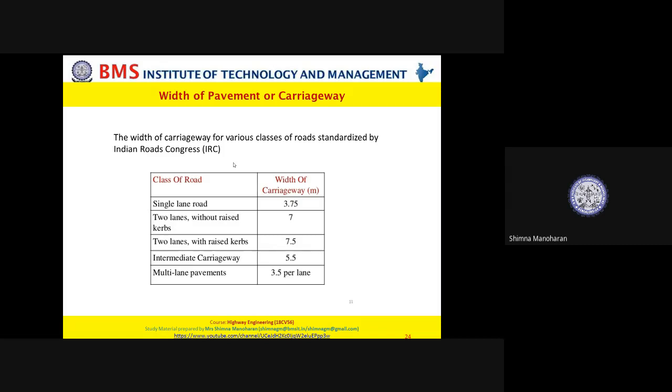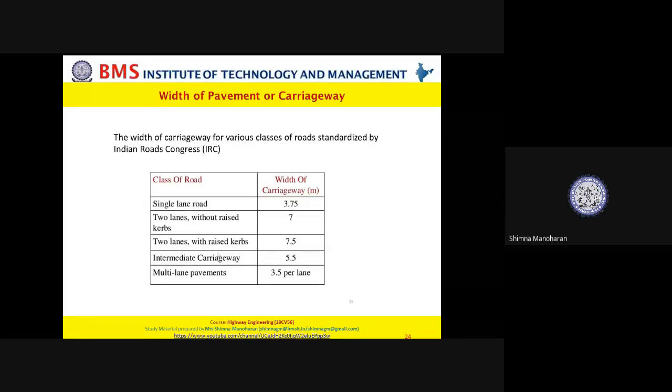The width of carriageway or width of pavement as per IRC is given here. Based on the class of road, the width of pavement will be different. When you have a single lane road, it is 3.75 meter. When you have two lanes without raised curbs, it will be 7 meter. But when you have two lanes with raised curbs, it will be 7.5 meter. Please remember this term, without raised and with raised curbs. We will be discussing that in detail when we see curbs in the next slide.